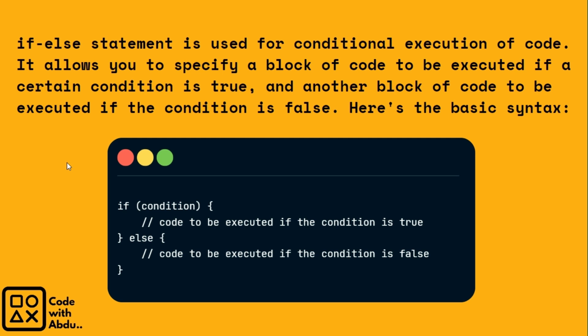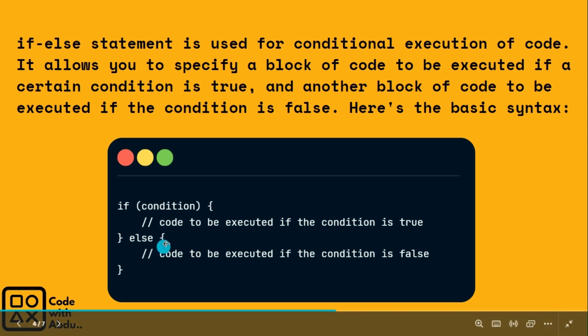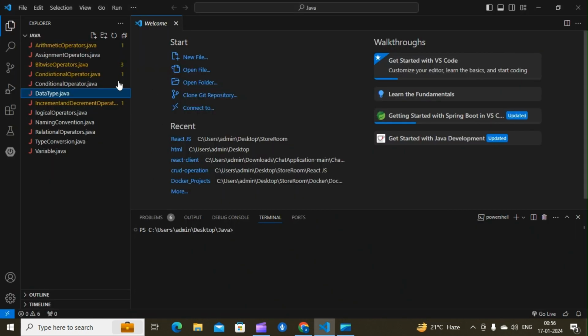Here's the basic syntax. For example, if, and you write the condition over here, if it is true, this block will be printed out, or else the false block will be printed out. So let's get hands-on experience in real time.